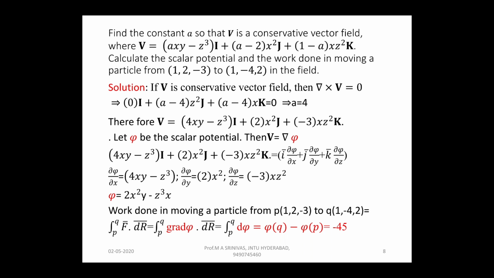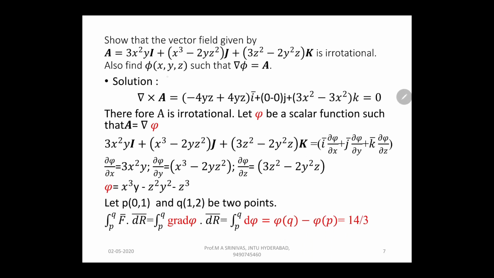Show that the vector field is irrotational. He is asking us to find out whether it is irrotational. Also find this phi such that a bar is equal to grad phi. It is enough if you find out only the scalar potential. Here this part is not there. In this question, this part has not been asked. Okay, a bar is this.